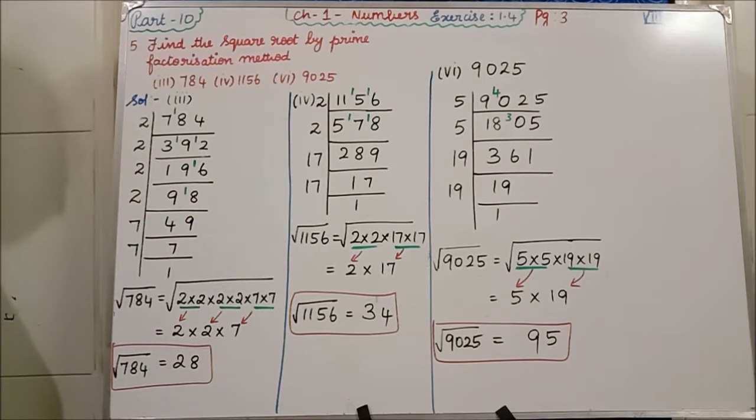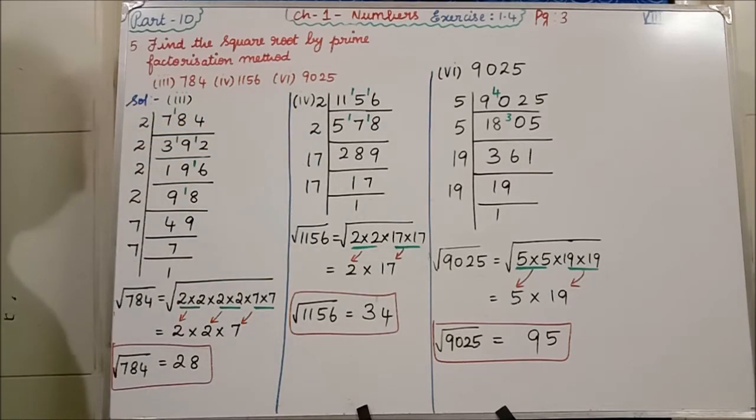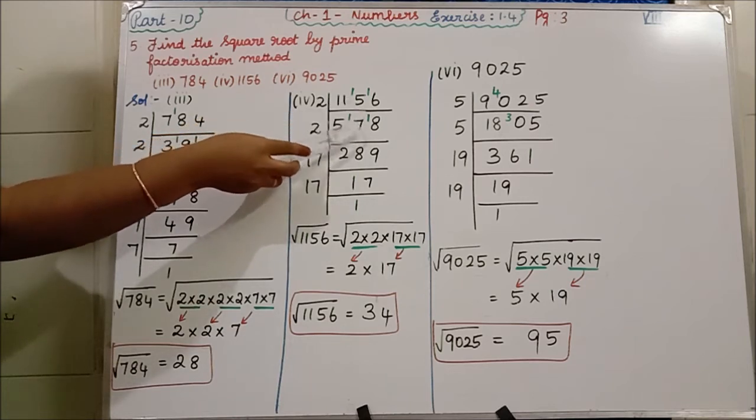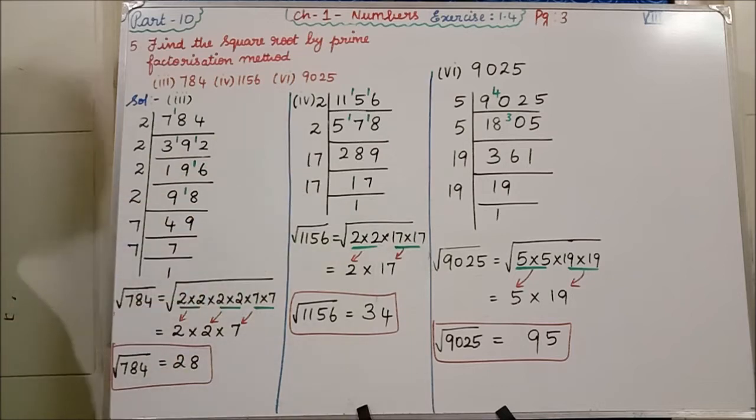Now we'll see the 4th subdivision. 1156. We are ending with 6. It is an even number, so I am going with the 2 table. So 5 2s are 10. Remainder 1, 15. 7 2s are 14. Again remainder 1. 8 2s are 16.